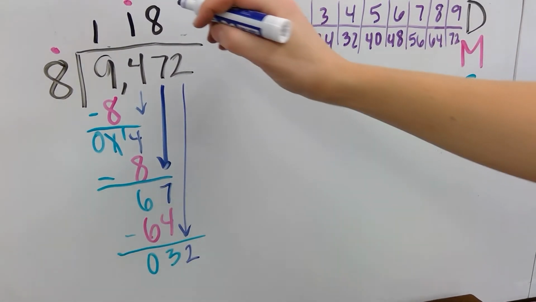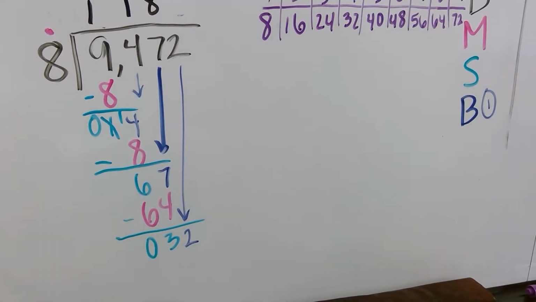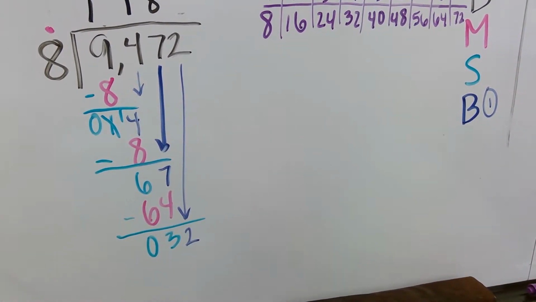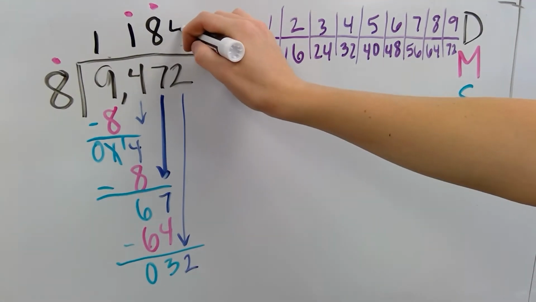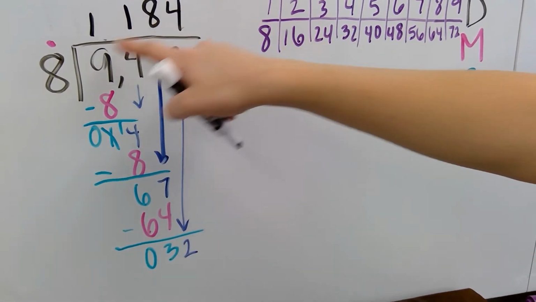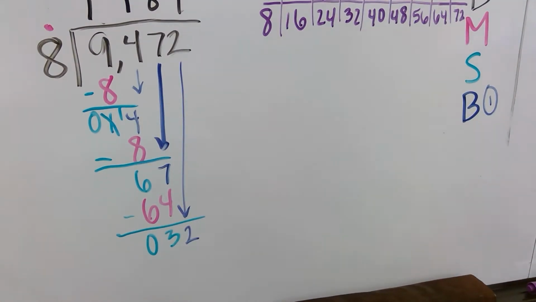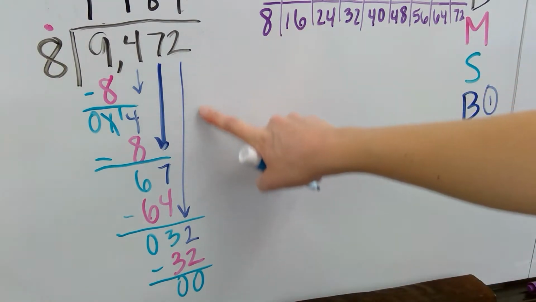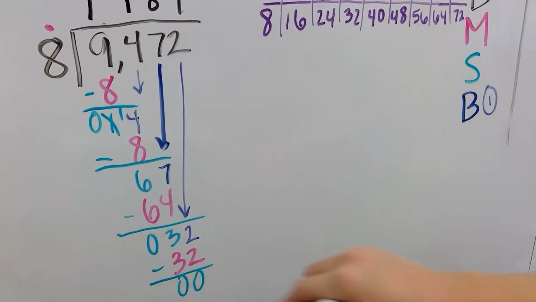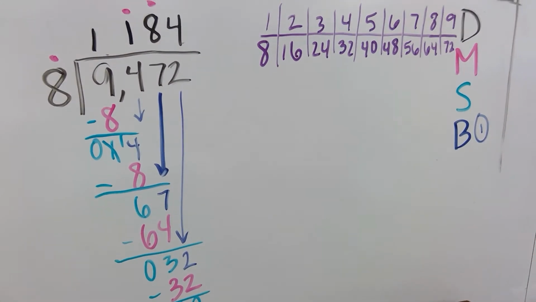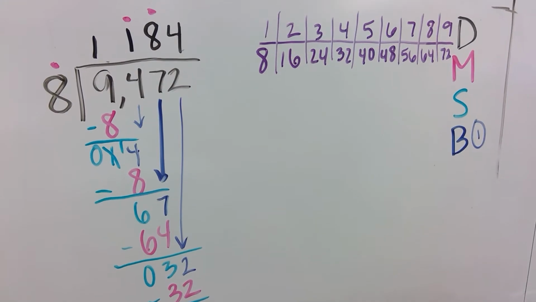So I'm going to write my 4 here. Now I have to multiply the 4 times my divisor, which is 8. And I get 32. Now I subtract. And I get 0. There's nothing else to bring down. I have no remainder. So my answer is just 1,184.